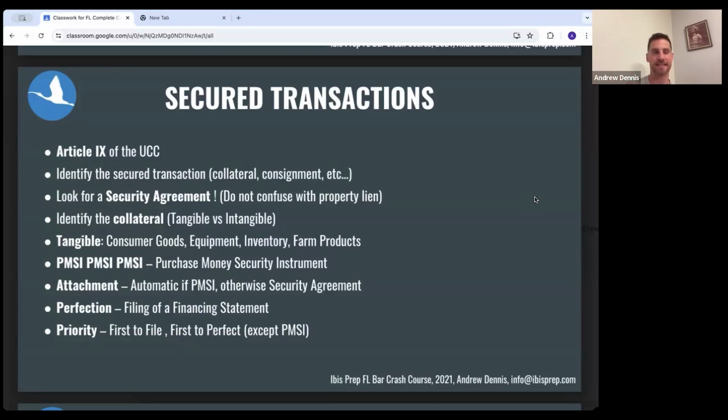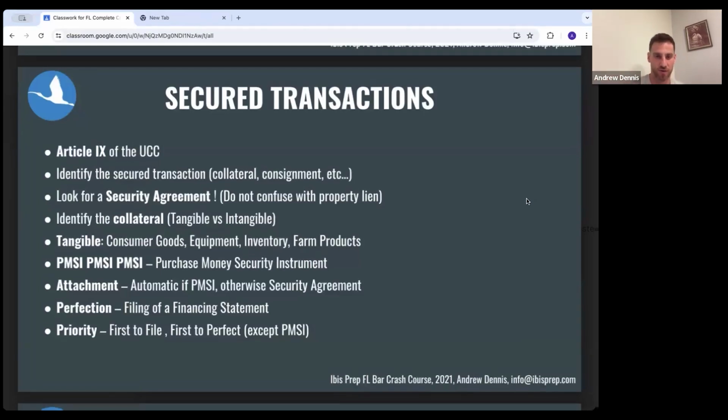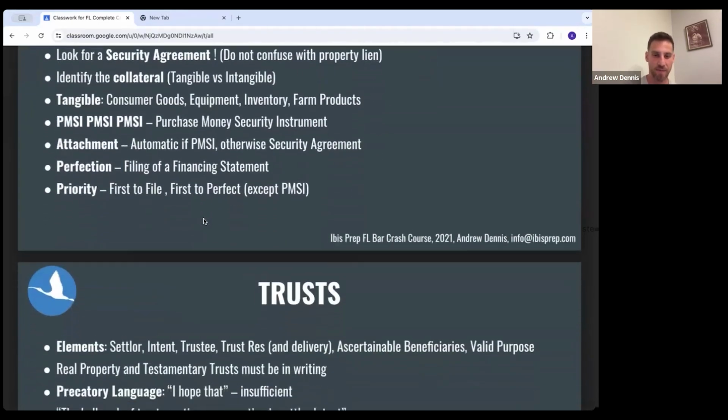Now, sometimes you can attach or even perfect just via control or via possession, and it's pretty logical. Like, if it's an account, then you can control it. If it's something that you could possess, then you could possess it, right? If you have actual physical possession of it, then that would most likely give you priority because you could show that you actually have it, like a check, maybe. That would be something that you could possess. So that's that.